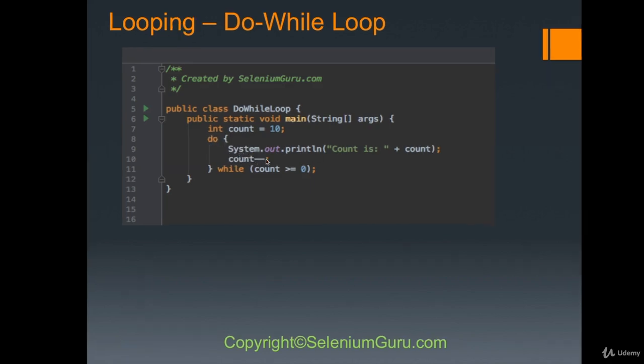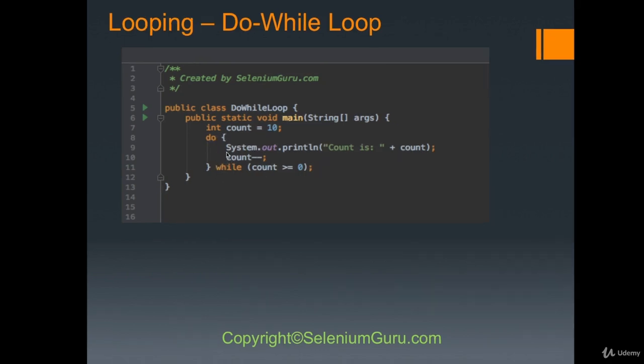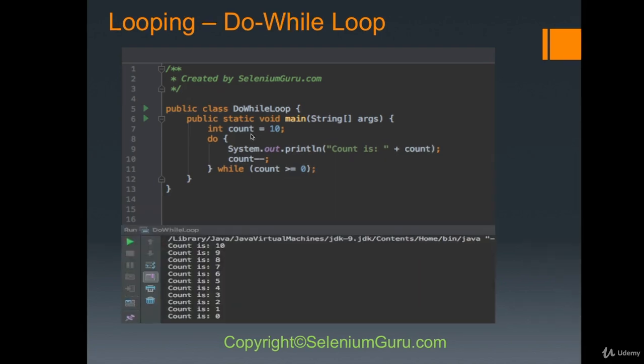So it's going to run this until count is greater than or equal to 0, just like we did before, right? So I've got the while at the end, and I've got the do before, right? So you're going to do this and while the count is greater than or equal to 0. Okay, that's the syntax of do while.